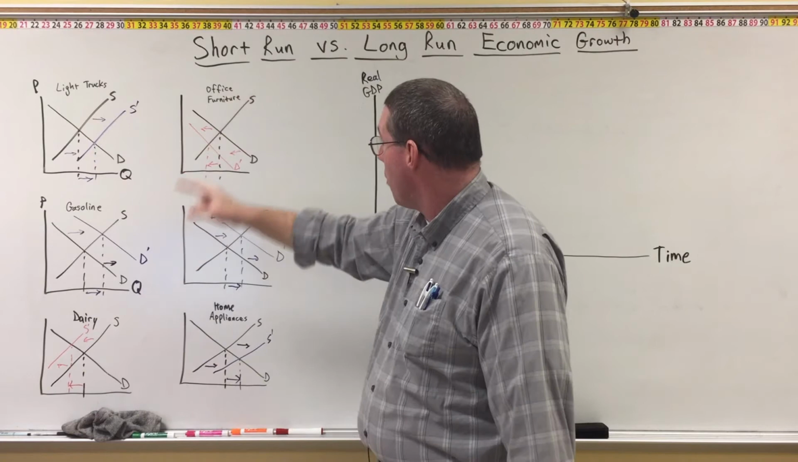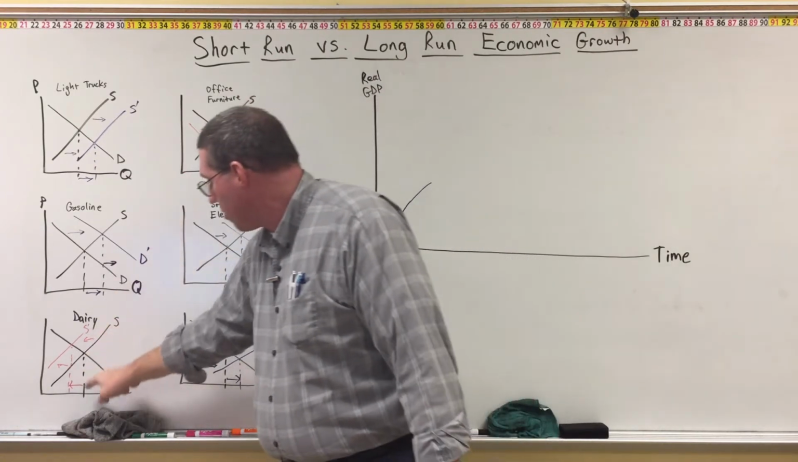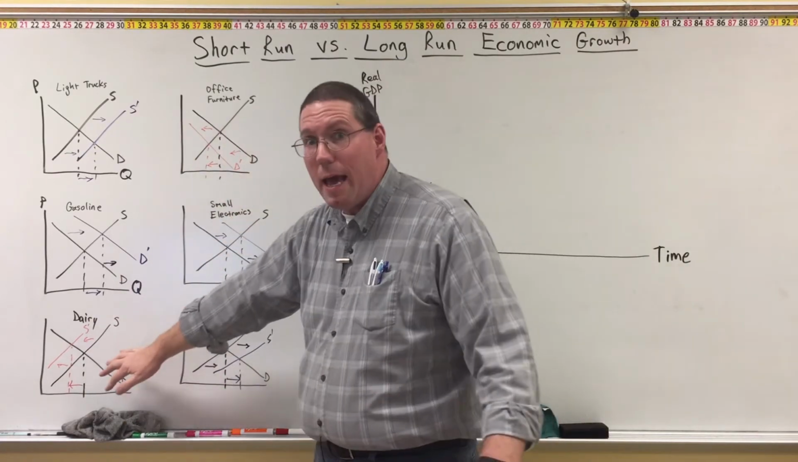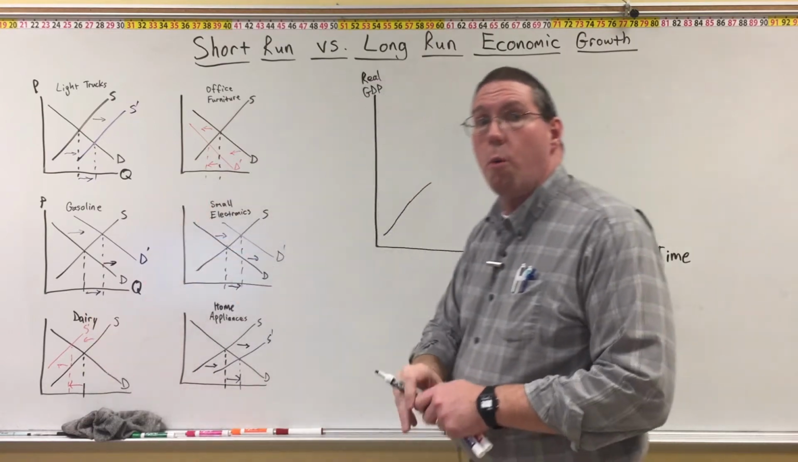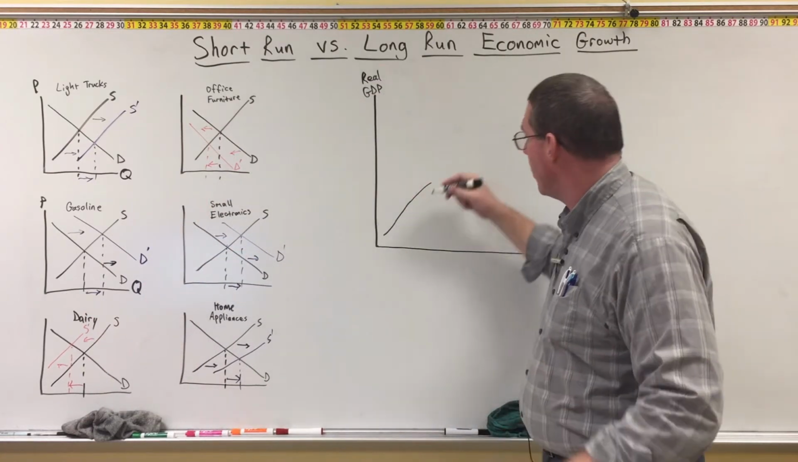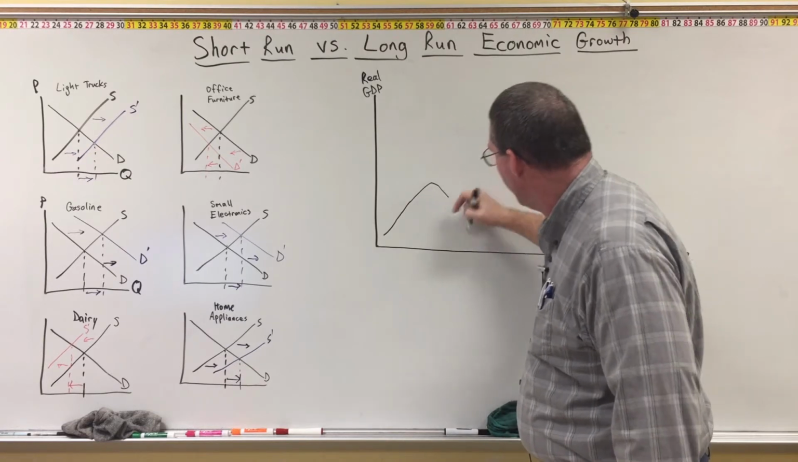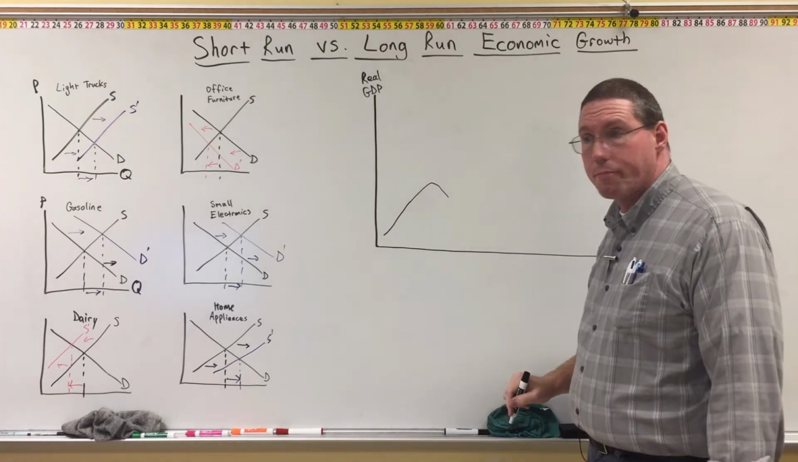And if we get a lot of markets that look like this, where we have a decrease in quantity, or this, another decrease in quantity, whether it's because of supply or demand, if we have a lot of markets that look like this, then overall we're going to have a decrease in quantity in the economy, and this curve is going to turn downward. Okay? And we're going to have a decrease in real GDP over time.